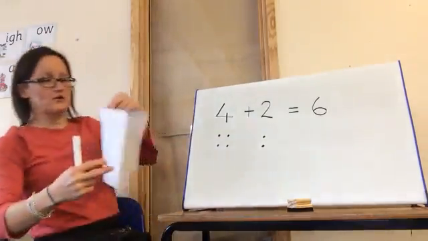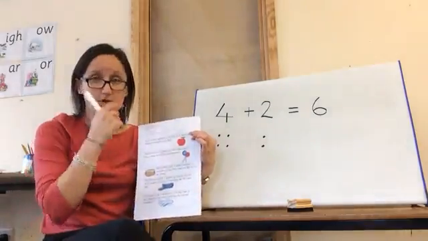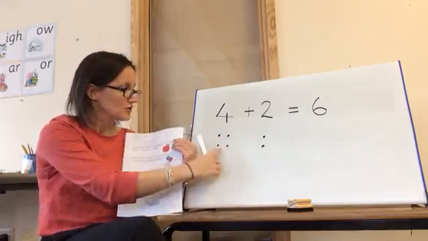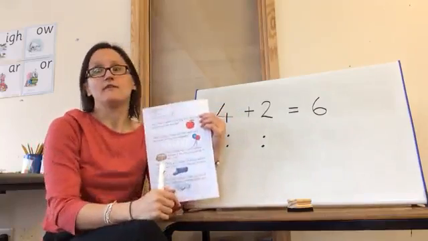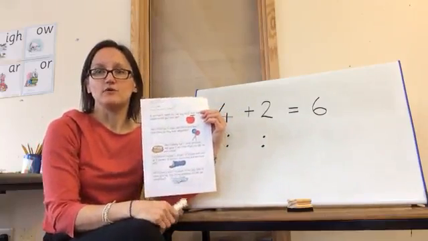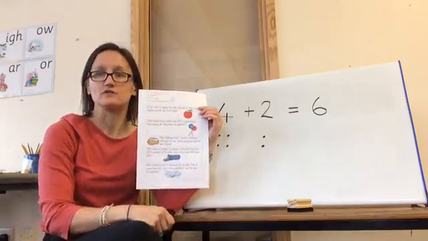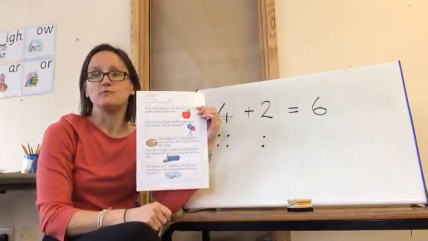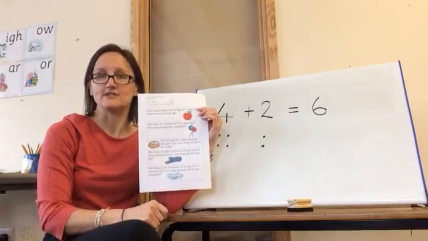So we've got some number problems for you to have a go at doing at home. You can use objects, you can draw pictures, or for some of them you might just actually know the answer already because it's one of the number bonds that we've been learning. So we'd like you to have a go at answering some of these questions, or you can make up some of your own problems with your family at home. But we look forward to seeing how you get on.